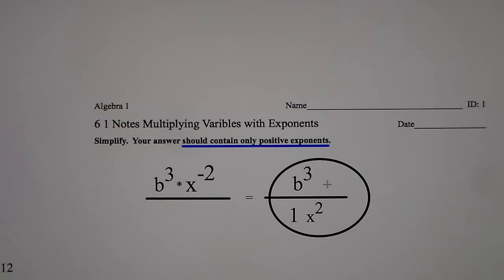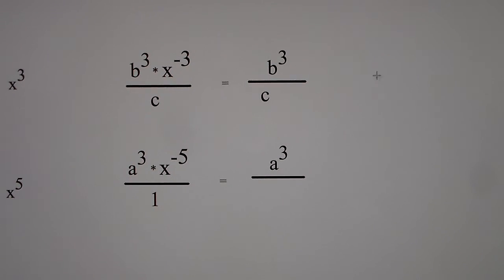And they're in a circle. B to the third divided by 1x squared, or simply b to the third divided by x squared. Let's practice a few more problems with this concept.